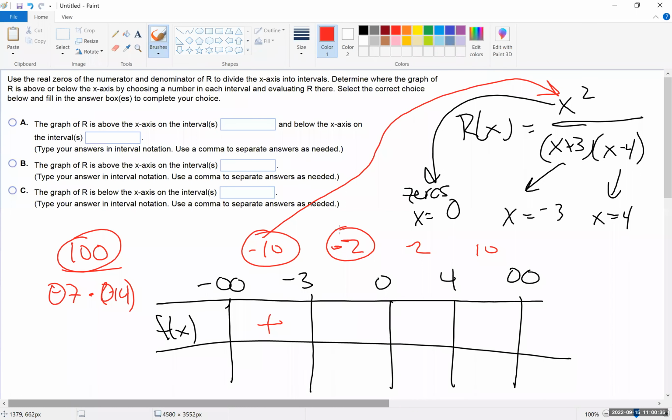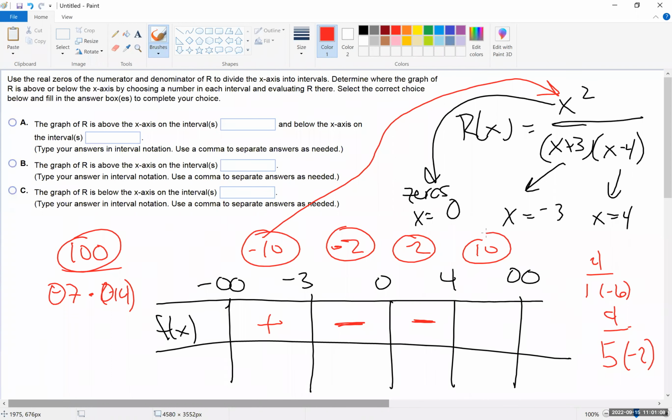Plug in negative 2. On top, it's always positive. So you're going to get 4 over 1 times negative 6. There's only one negative, so this is going to be negative. Let's plug in 2. We get 4 over, well, same thing. Oh, no, it's 2 instead. 2 is positive, so it's a 5. 2 minus 4 is negative 2. So there's still one negative. It's still negative. And for the last one, plug in 10.